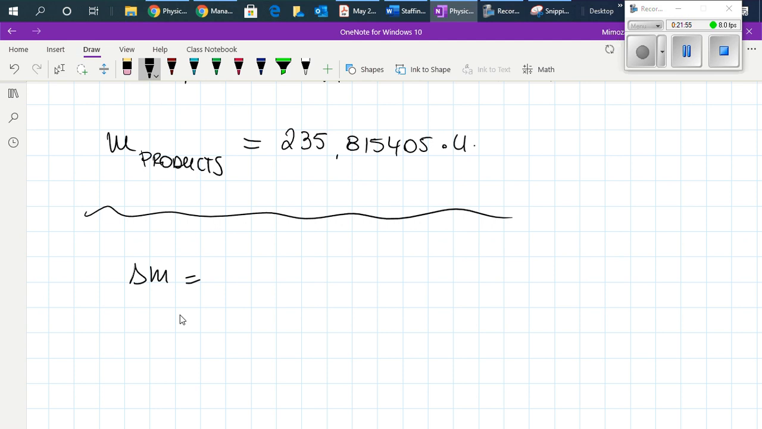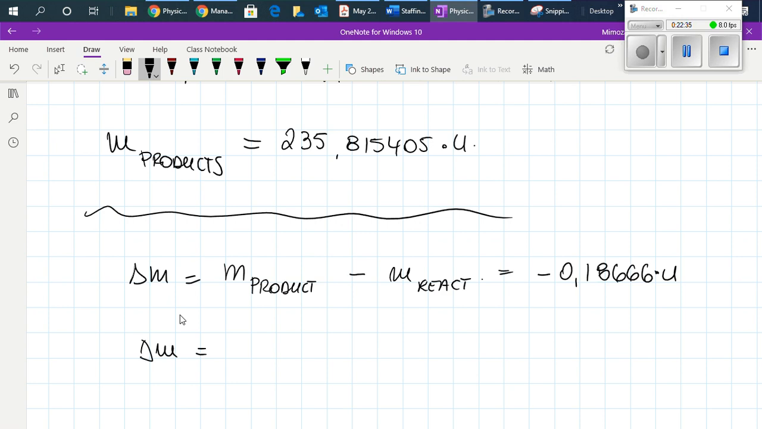which is the mass of products minus the mass of the reactant, will be, if you enter the information that you have there, negative 0.18666 times unified mass.